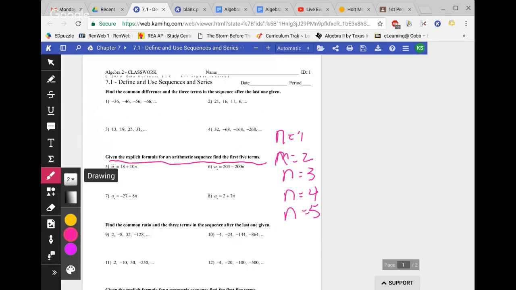for each of these. So if I were to do that for number 5, if I were to substitute a 1 for the n, it would be 18 plus 10 times 1, which is 10. So the first term is going to be 28. Okay. And then if I substituted a 2 for the n, 10 times 2 is 20, plus 18 is 38. Okay. And then you would just go on from there. So basically you can see that the common difference is that 10.